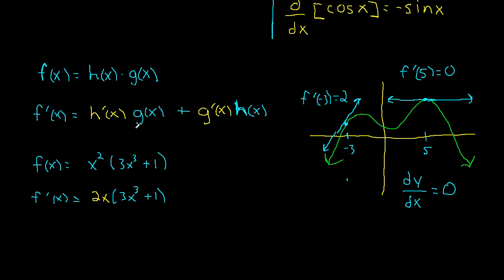And then my product rule says to multiply by my second function. Okay, so the first part is done. Now the second part says take the derivative of your second function, which is what? What is the derivative of 3x cubed plus 1? Well, the derivative of 3x cubed is 9x squared, and the derivative of 1 is just 0. That's our constant rule. Okay, times what? Times our first function, which is just x squared.